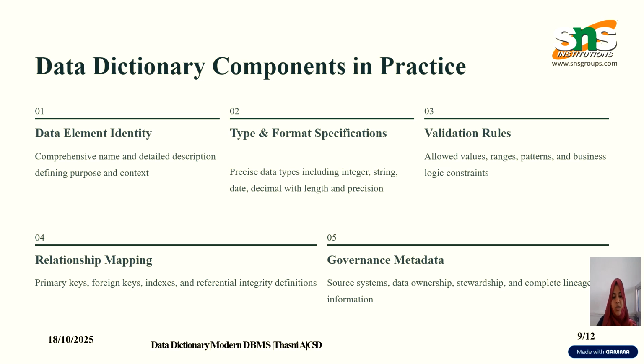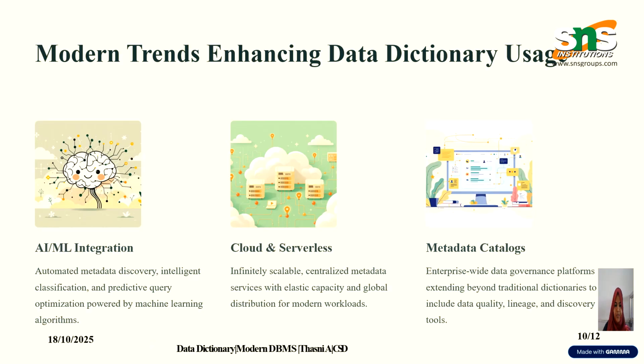The validation rules define allowed values, range, pattern, and business logic constraints. Relationship mapping covers primary keys, foreign keys, indexes, and referential integrity definitions. And the governance metadata covers the source system, data ownership, stewardship, and data lineage information.